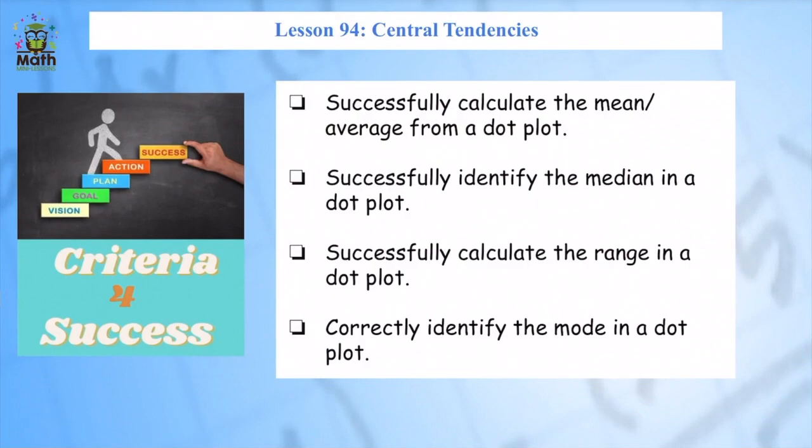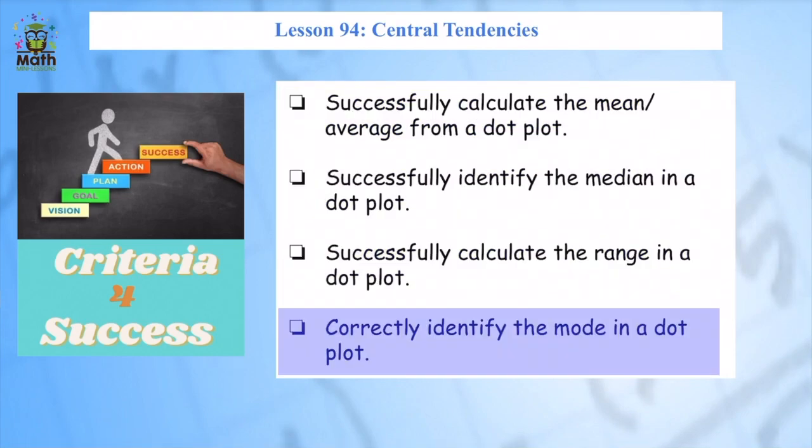Welcome to lesson 94. It's an average activity, meaning we're talking about central tendencies. In this lesson, you'll be able to successfully calculate mean, which is a type of average, from a dot plot, as well as median and range and mode.